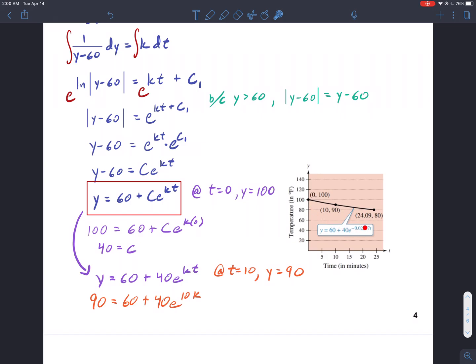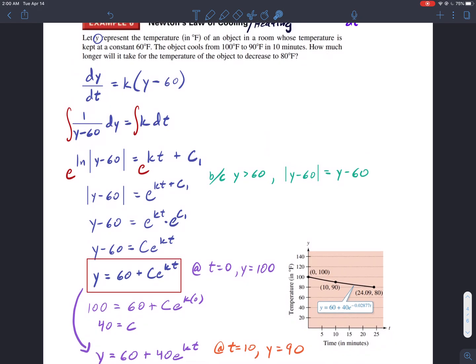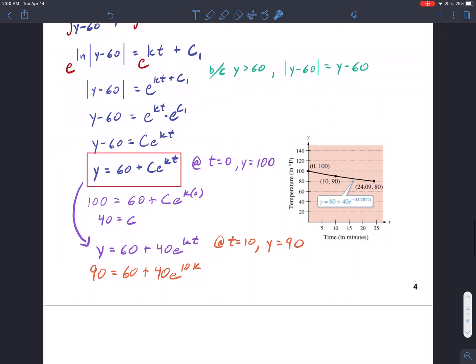And then the last part of the question says, how much longer will it take the temperature of the object to decrease to 80? So if you plugged in 80 for y, once you found k, then you could find t. You could isolate t. Again, a little bit more pre-calculus to be done. I'm not going to do all that. The answer's over here: the temperature is going to get to 80 after about 24.09 minutes.